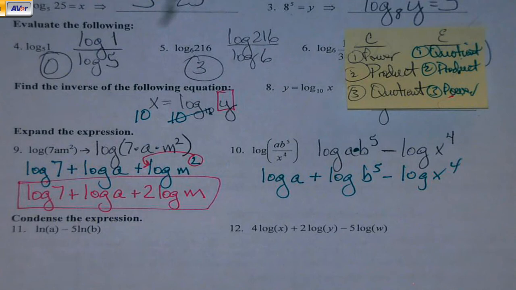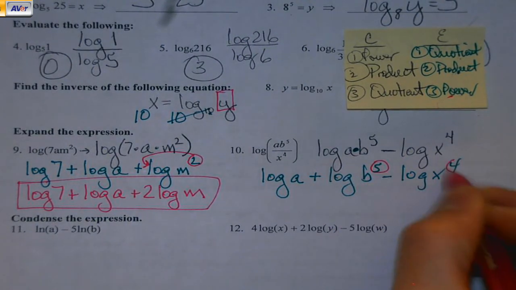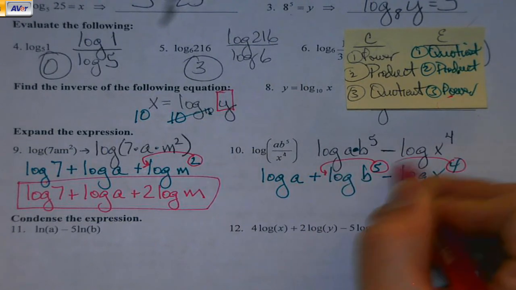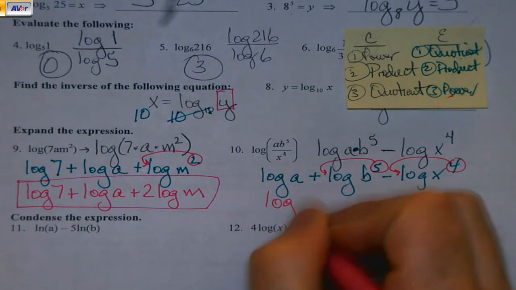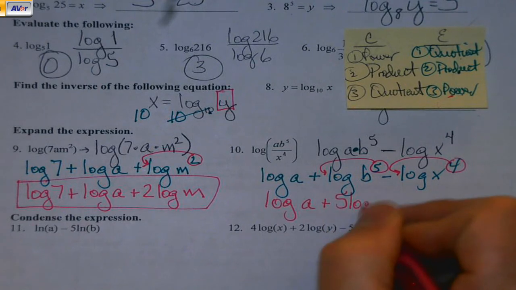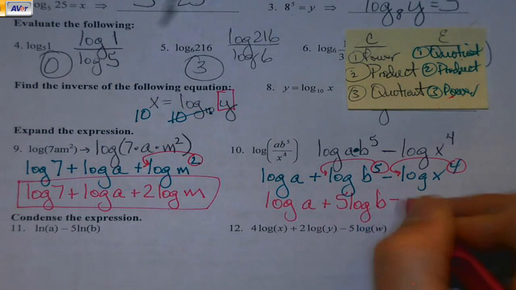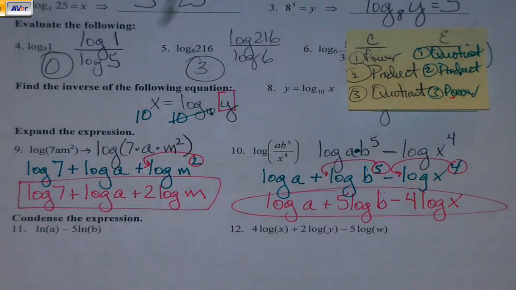So, what we're going to do now is I've only got one step left, and that's power. Any place I've got exponents, those are coming back down to the front. So I don't do anything to my log A. My 5 goes in front of my log B. My 4 goes in front of my log X. And I've knocked it out.